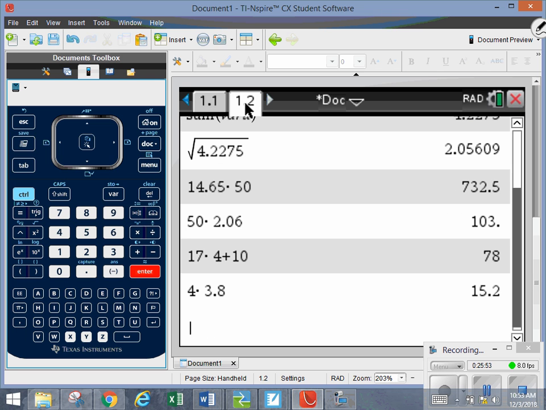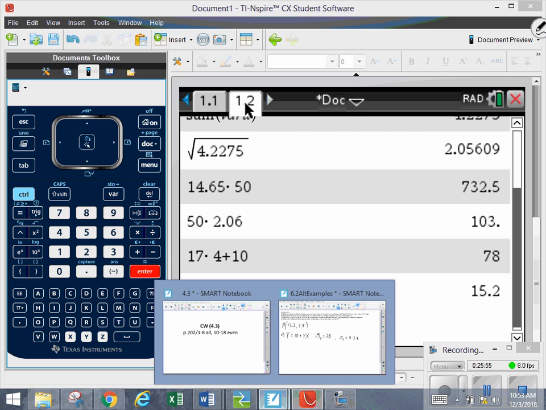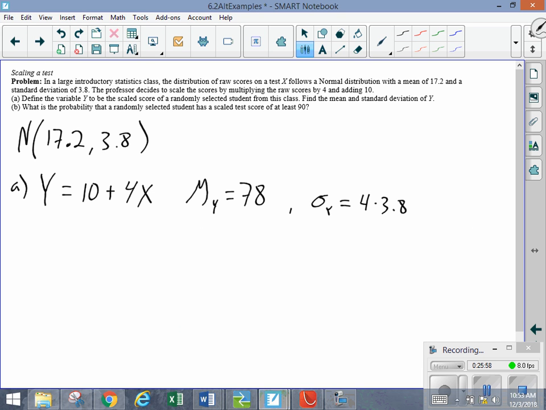15.2. So, if we're looking at the distribution for the random variable y, it will be normally distributed with a mean of 78 and a standard deviation of 15.2. So there's our new distribution. What's the probability the randomly selected student has a scaled score of at least 90?